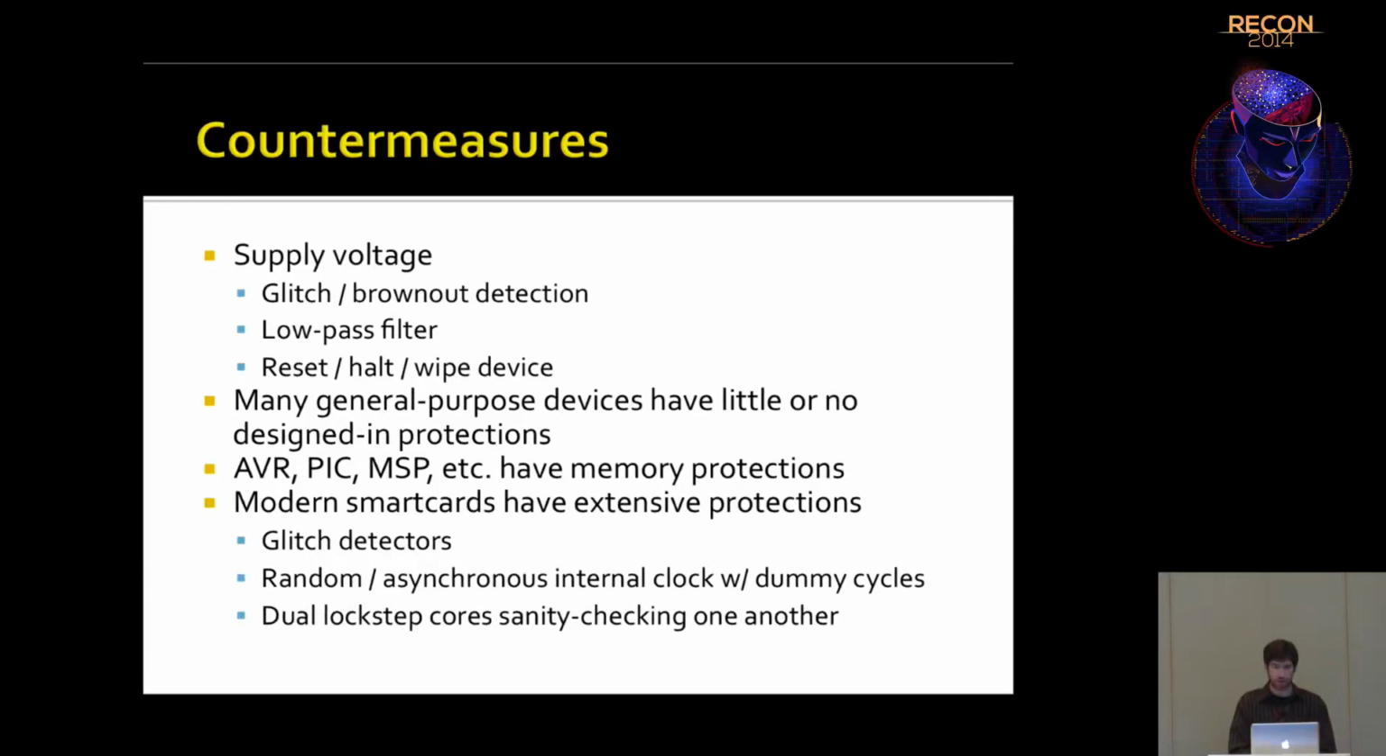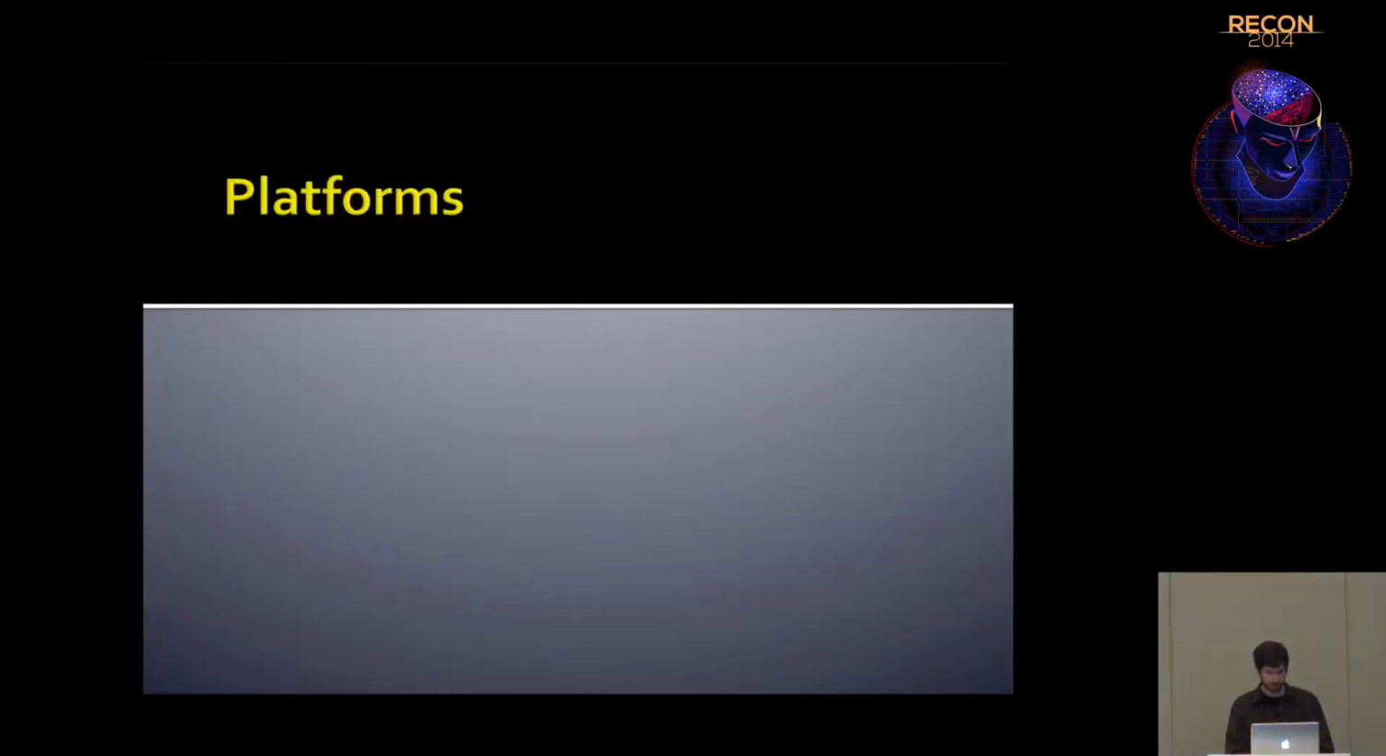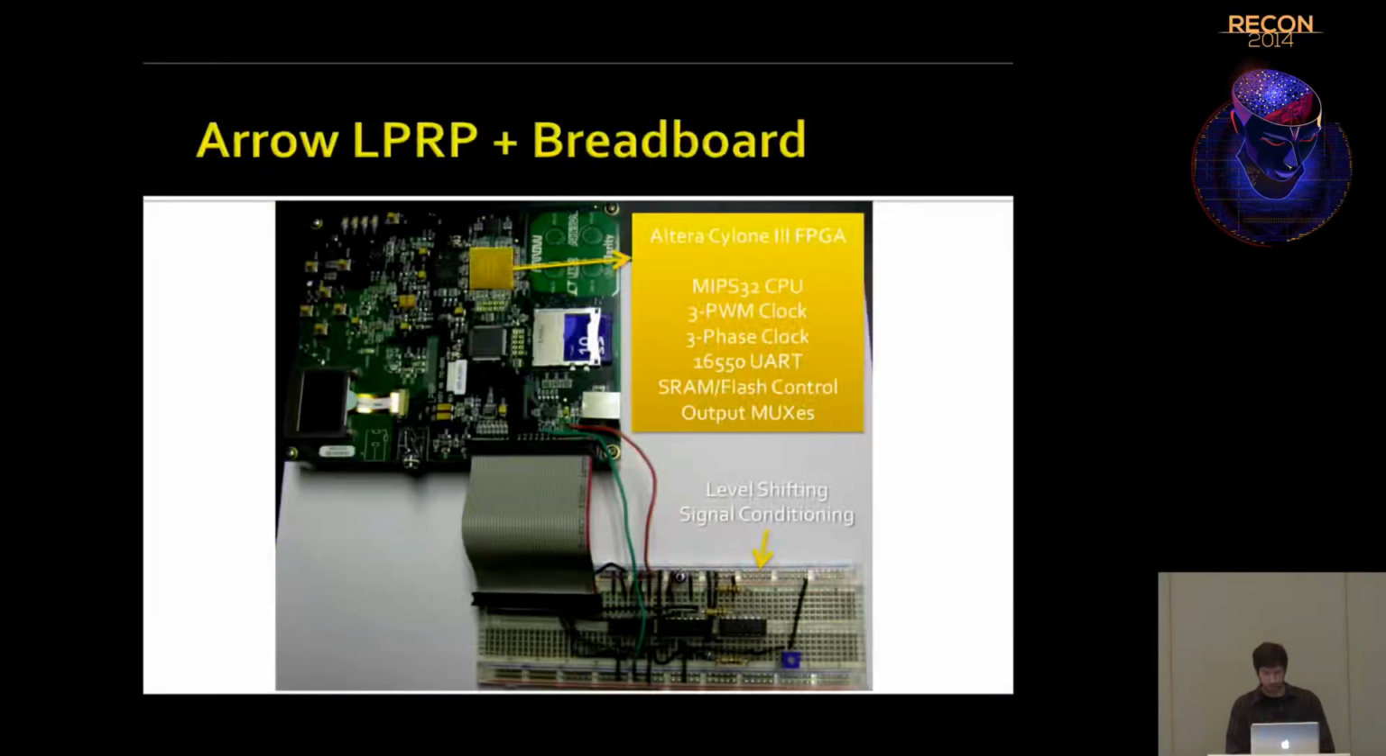And of course, modern smart cards are relatively insane. They have glitch detectors. They have random asynchronous internal clock with dummy cycles, as I just mentioned. And some of them have dual lockstep cores that are sanity checking one another. So if you're able to glitch an instruction on one core, the other core will detect that and cause a trap or a fault. So I've got to quickly start blasting through this section.